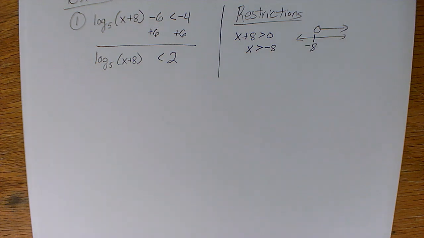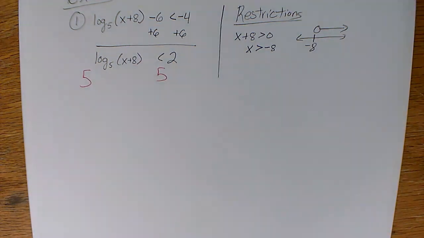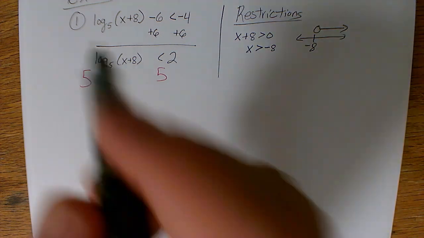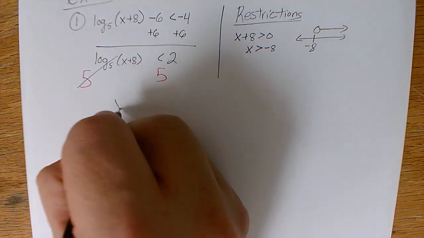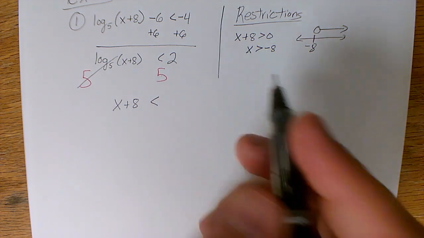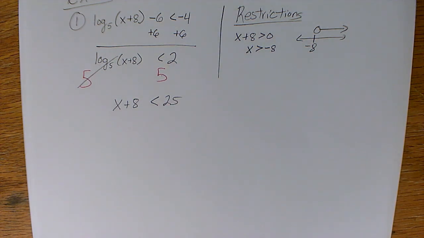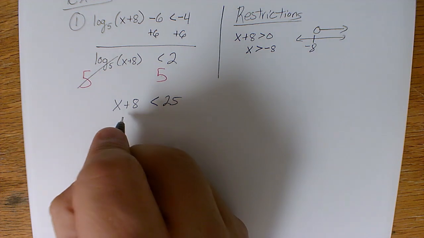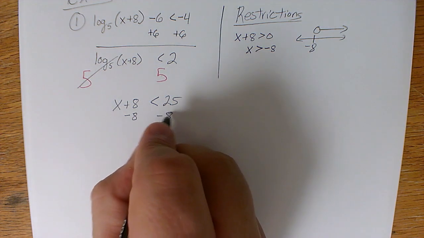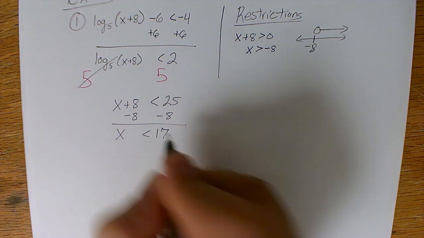Since the log is now by itself, we can do exponentiation to get rid of the log. So I'm going to exponentiate this side, exponentiate that side. Cancellation, x plus 8 is less than, and then 5 squared is 25. We got one more step in the equation. We're going to subtract 8 from both sides, and we're going to have x is less than 17.